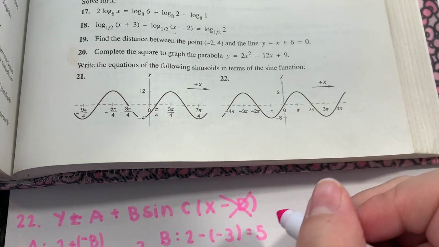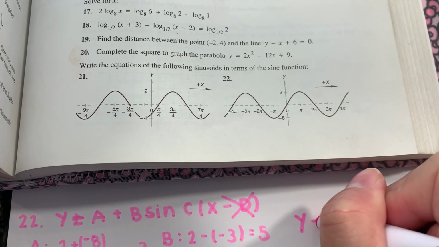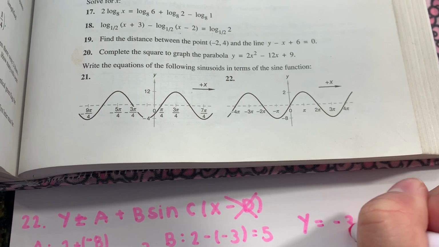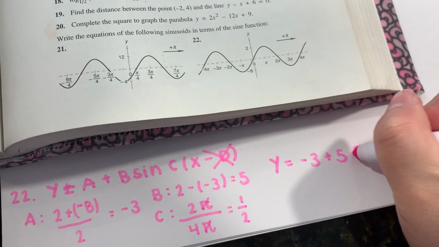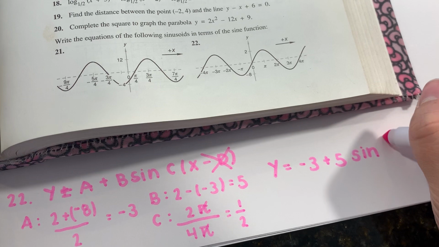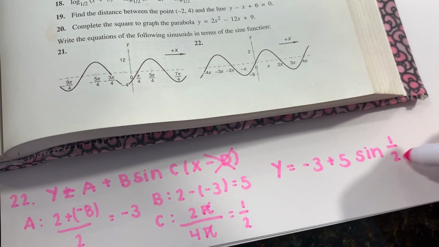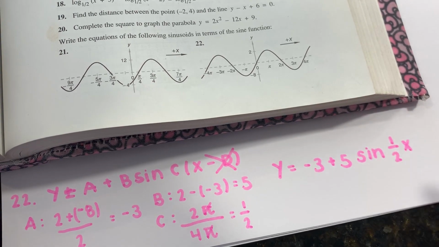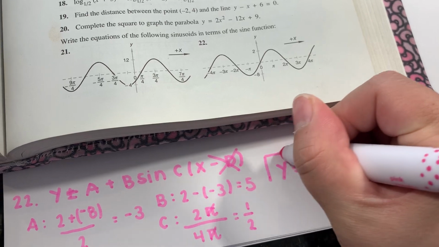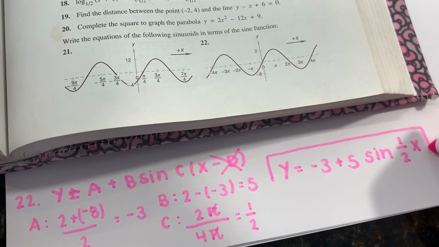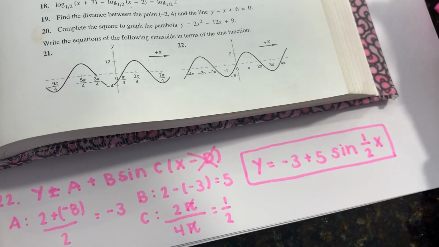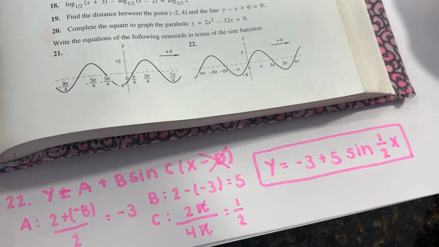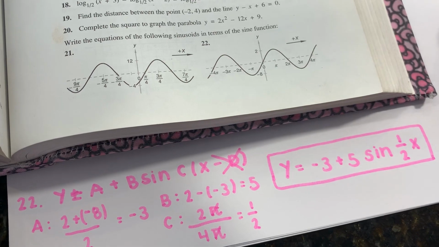Now I'm just going to rewrite my equation as y is equal to a, which is -3, plus b, which is 5, sine c, which is 1/2, and then we don't have a phase shift because it's already in a sine function, so it would be just x. And that would be your result.